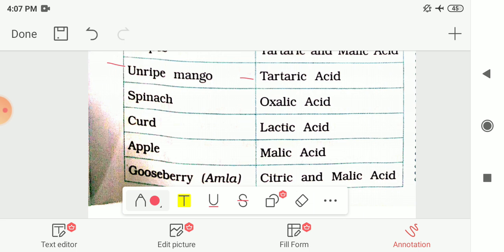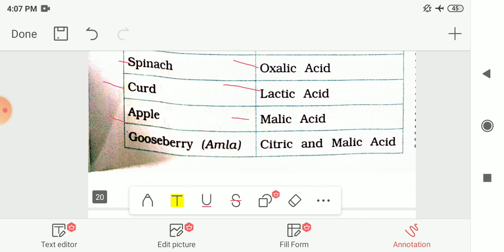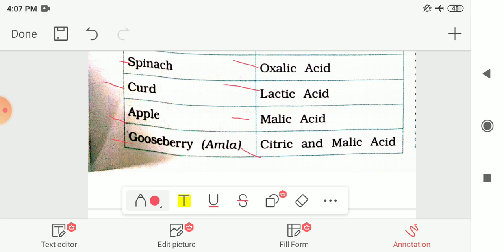Next is spinach. Oxalic acid is there in the spinach. Next is curd. Lactic acid is there in the curd. Next is apple. Malic acid is there in the apple. Last one is the gooseberry, or you can say amla. Citric and malic acid is present in the amla. So these are the natural substances and the names of the acids which are found in them.